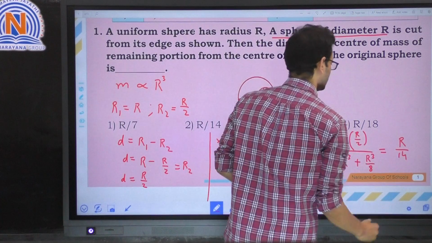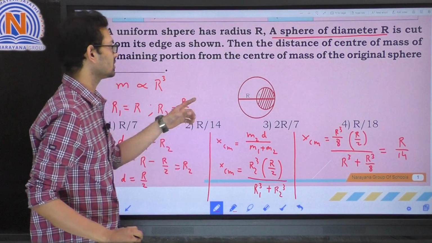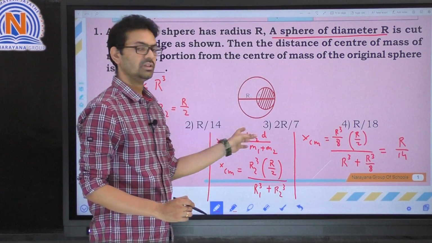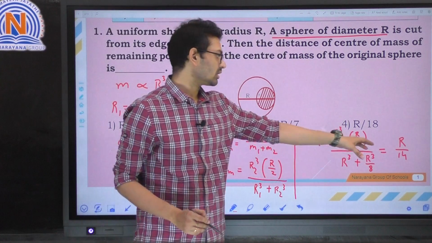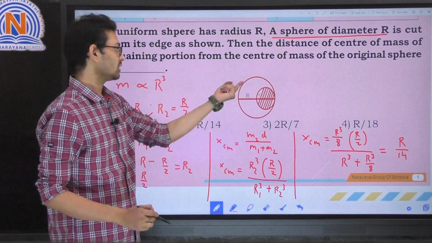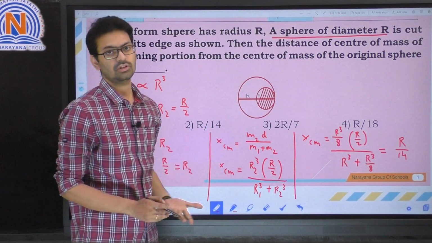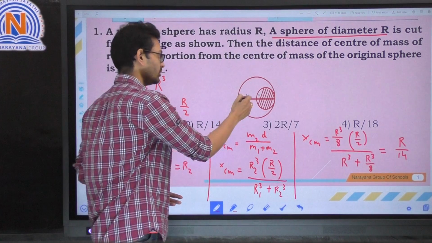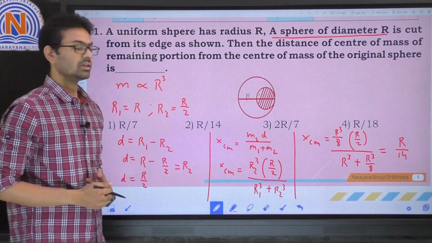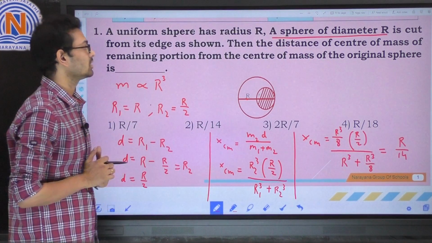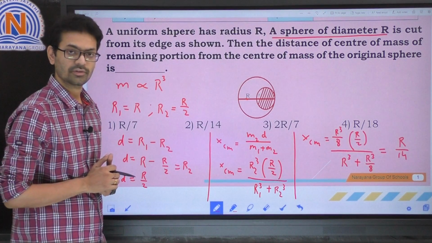14. So the center of mass of the leftover piece is going to be located at r by 14, that means over here somewhere, right? So this is the solution of your first question.